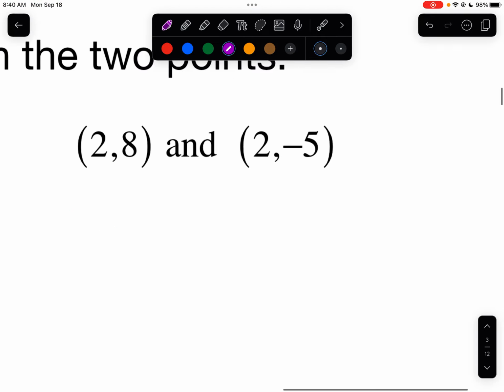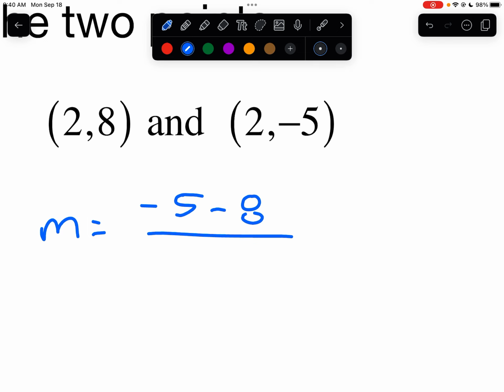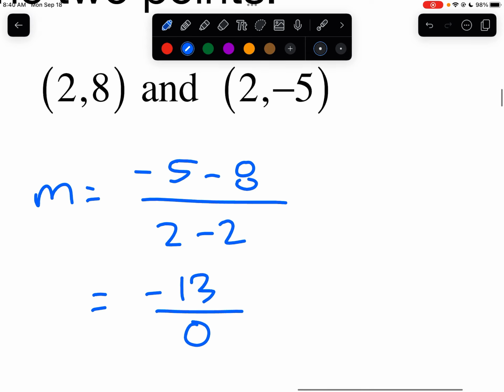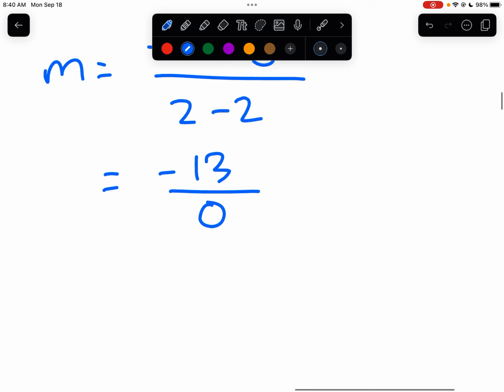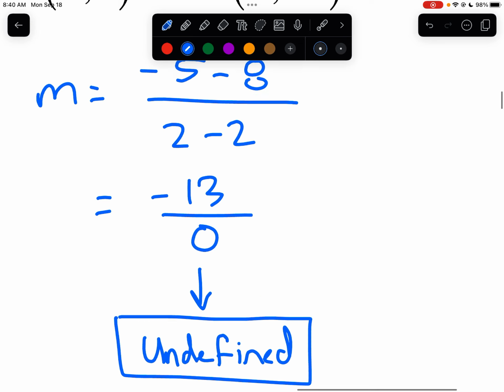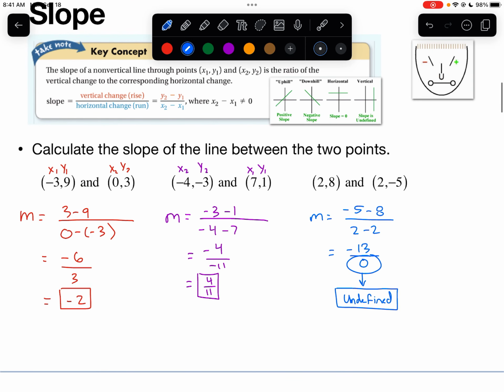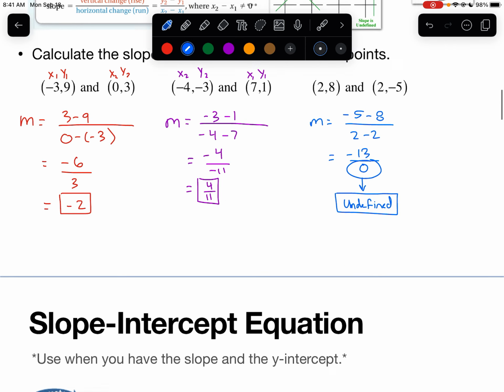One more example here, the line that passes through (2, 8) and (2, -5). We'll find our change in y over our change in x. And this is where we get something kind of interesting. We get a 0 in our denominator. Now, a 0 in a denominator indicates that this is an undefined expression. This slope here is undefined. Graphically, that means that this line is perfectly vertical, which makes sense because there was no change in x. There's no run here, 2 minus 2. It goes straight up and down, a perfectly vertical line here. So that's how we can calculate slope between 2 points.